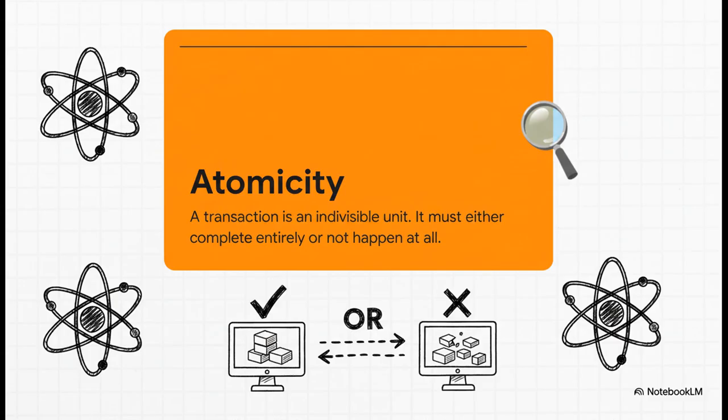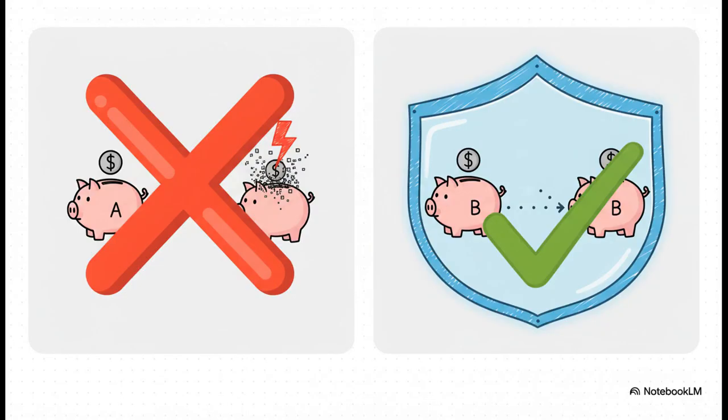Atomicity is the all-or-nothing principle. It's like the word says, atom, it can't be divided. A transaction either succeeds 100% across every single computer involved, or it fails completely and the system just rolls back and pretends it never even happened. There's absolutely no in-between. Think about how critical this is for a bank transfer.